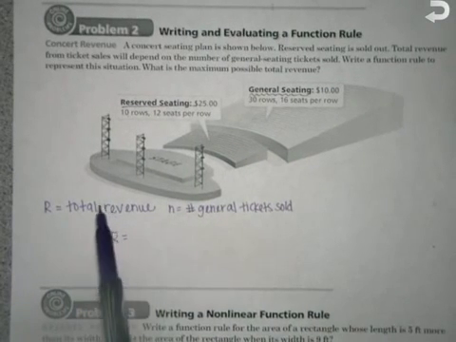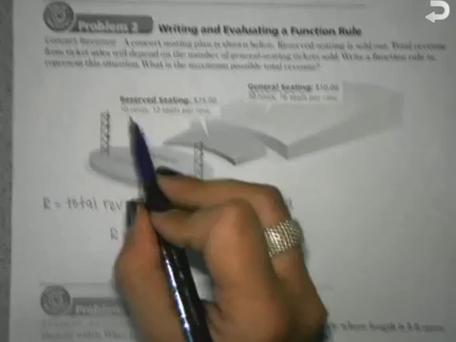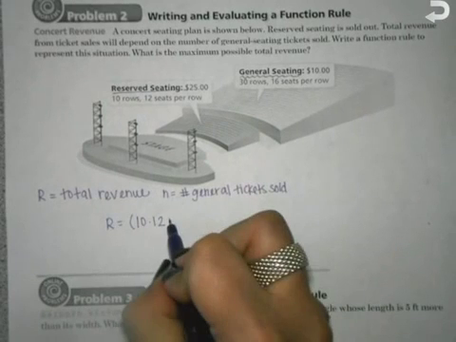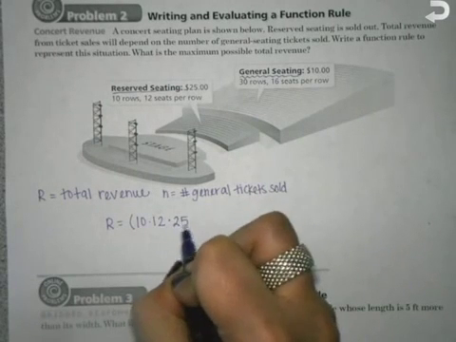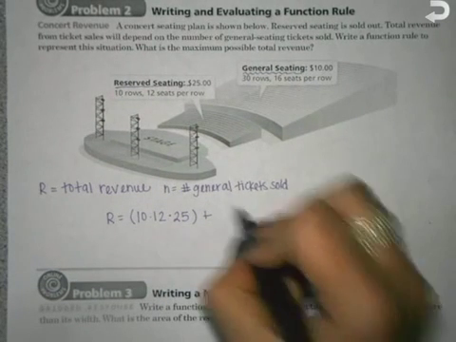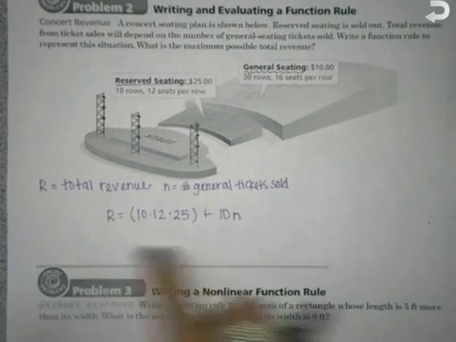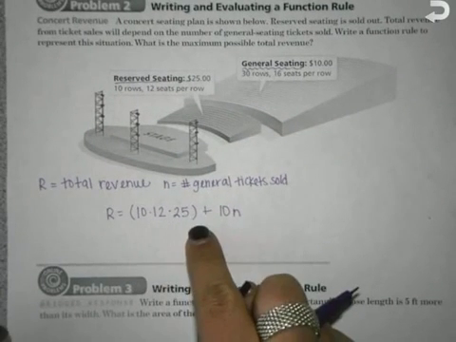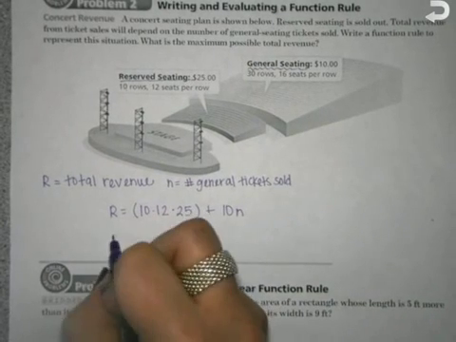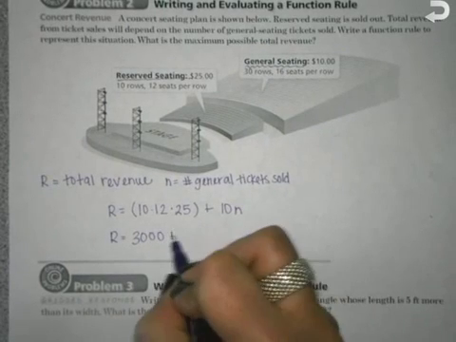We already know that we sold out all the reserved seats. So can I figure out how much money we made from the reserved seating? 10 times 12 gives me how many total reserved seats there are, and then if they're $25 each, I do times 25. Plus how much we make on each general ticket sold. General tickets are $10 each, and depending on how many we sell, we multiply that by N. This is not completely simplified. 10 times 12 gives me 120, times 25 gives me a total of 3,000, plus 10N. There's your equation.